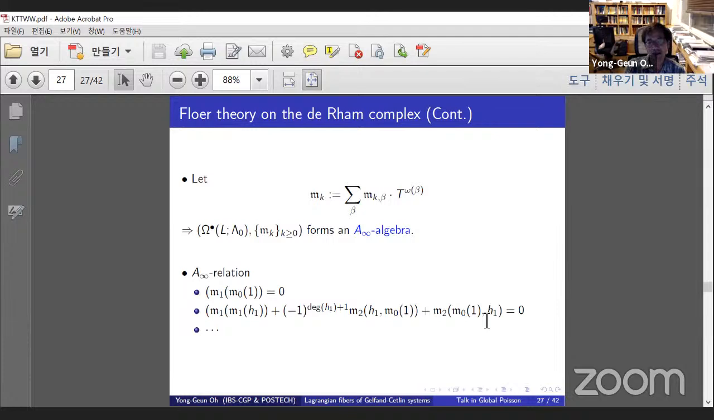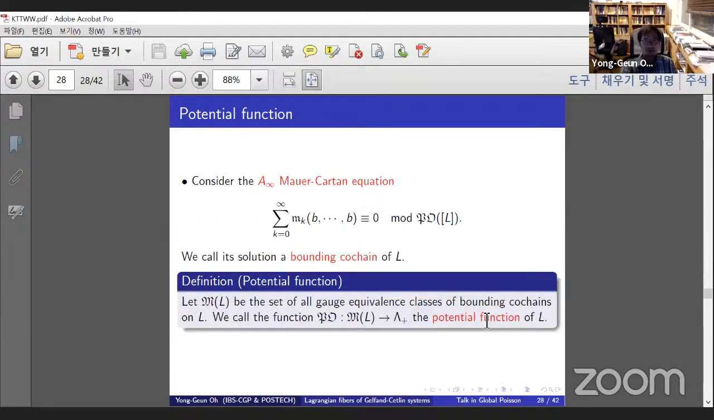And it turns out this collection MK satisfies the so-called A-infinity relation. I just wrote it down, and this whole thing is called an A-infinity algebra. In general, it starts from M0, and this is the reason it's called a curved A-infinity algebra. M0 is usually called the curvature of this A-infinity algebra. So the upshot is that each Lagrangian submanifold carries a natural A-infinity algebra, and this A-infinity algebra is the algebraic structure that explains how we are going to deform the original Floer theory. That particular bounding cochain I mentioned before satisfies the A-infinity Maurer-Cartan equation.